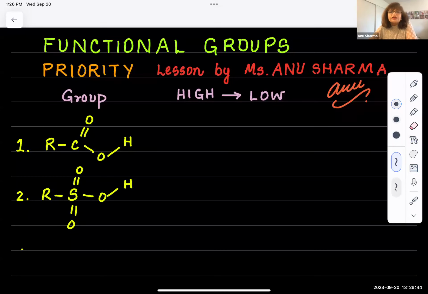Now, in organic chemistry there are many functional groups, and we name them in an order of priority. So what you see here is a list of the functional groups in order of priority from high to low. For example, if a molecule has two or more functional groups, then you need to follow this order in order to name them. So how do we do this?